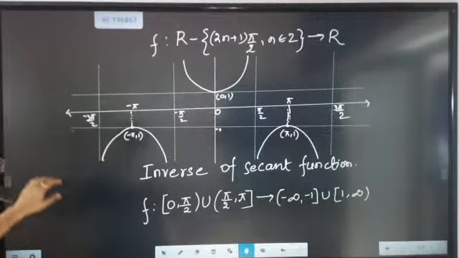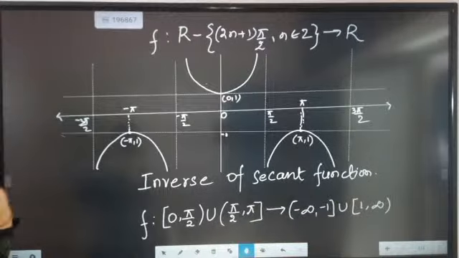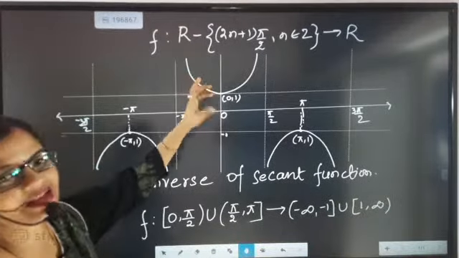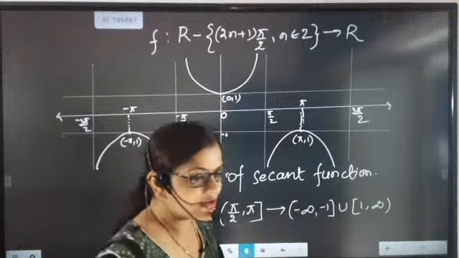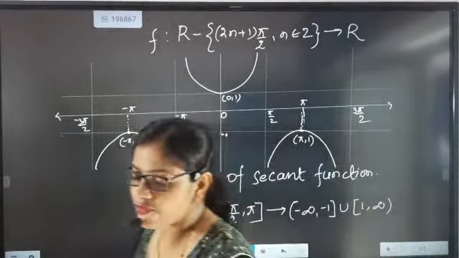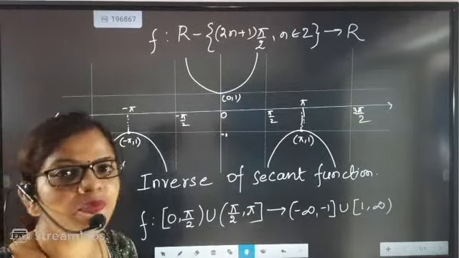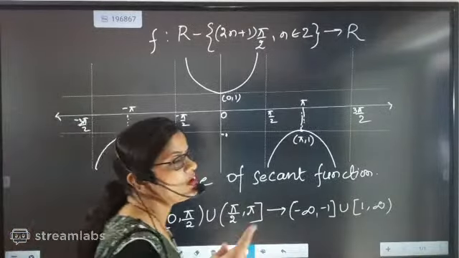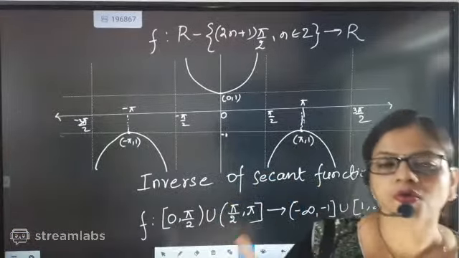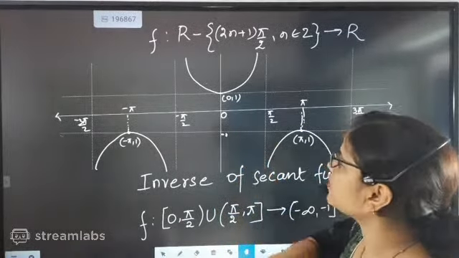Now look here, beta. For the secant function, the general domain is exactly this. I am asking you one question: what type of function is it? One-one, many-one, into, onto? What do you feel? What type of function is this? You have to understand it exactly.